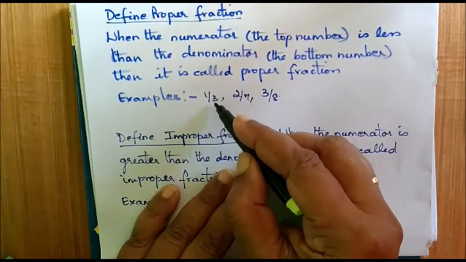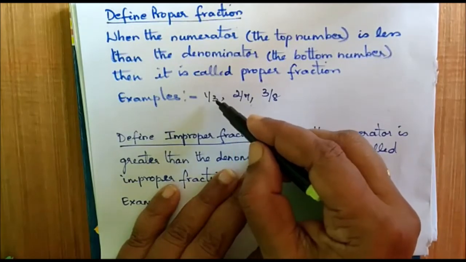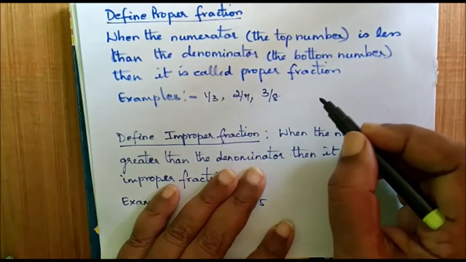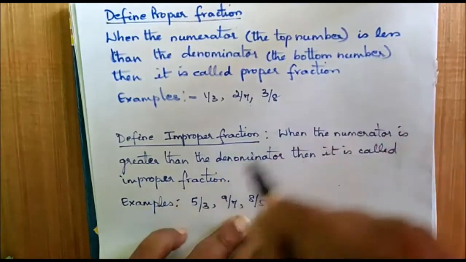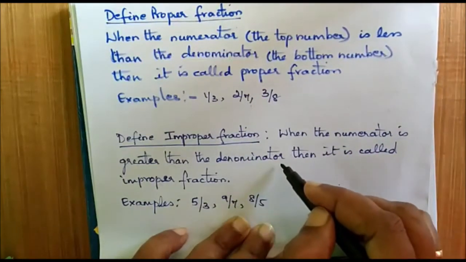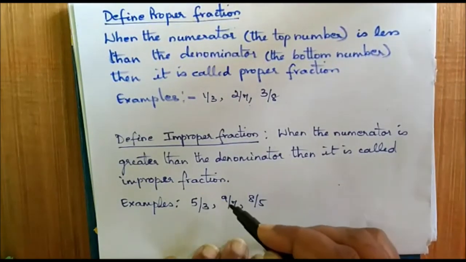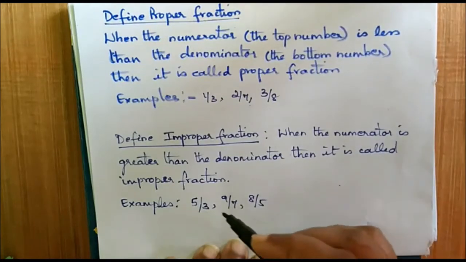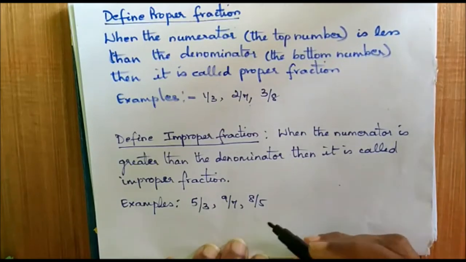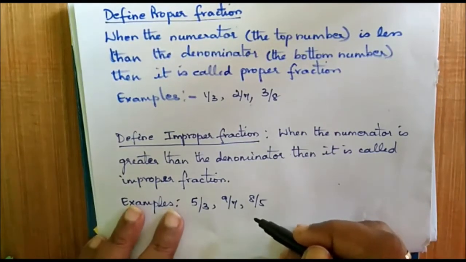For example, 1 by 3, 2 by 7, 3 by 8. Here the numerator 1 is less than the denominator 3. Such kind of fractions are called proper fractions. Now let us define an improper fraction. When the numerator is greater than the denominator, then it is called an improper fraction. Example is 5 by 3, 9 by 7, 8 by 5. Here you can see that 5, which is the numerator, is greater than the denominator. So such kind of fractions are called improper fractions.